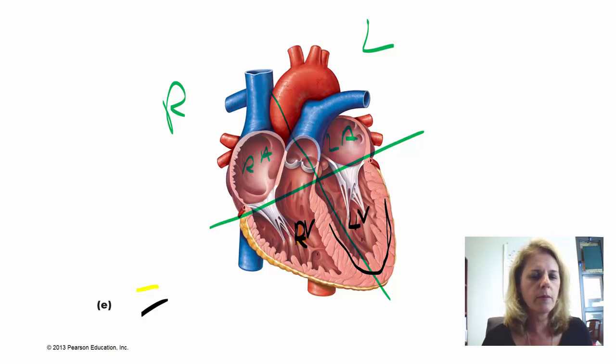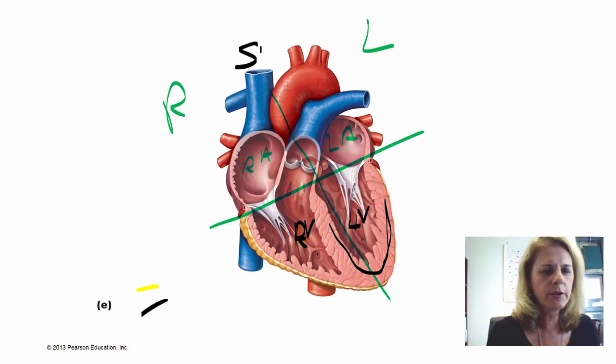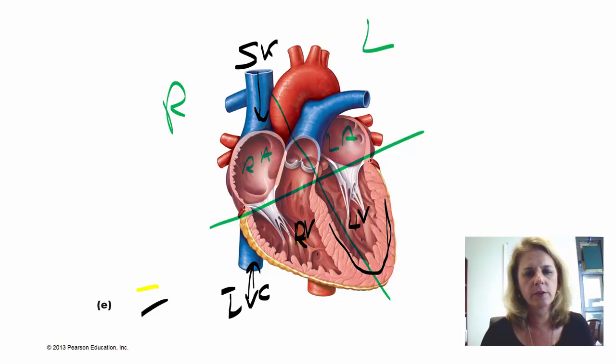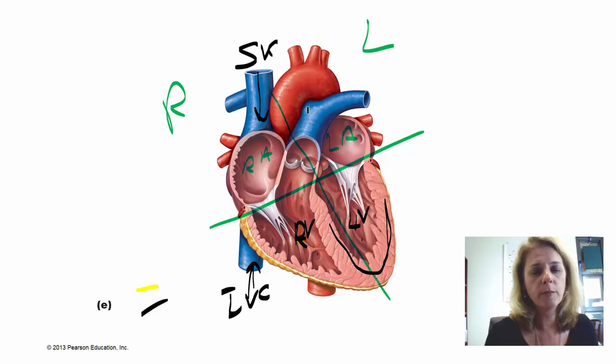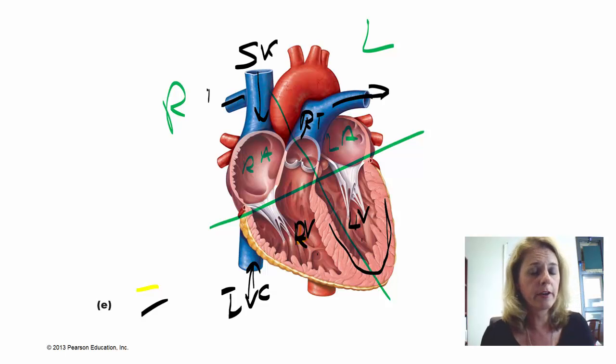Just a reminder about these vessels, because I'm not sure where you are in watching your vessel videos. This is your superior vena cava, returning blood from the head and the upper body. This is your inferior vena cava, returning blood from the lower extremities and the abdomen. This is your pulmonary trunk, an artery that carries blood out to the left lung and the right lung, so you have your left pulmonary artery and your right pulmonary artery.